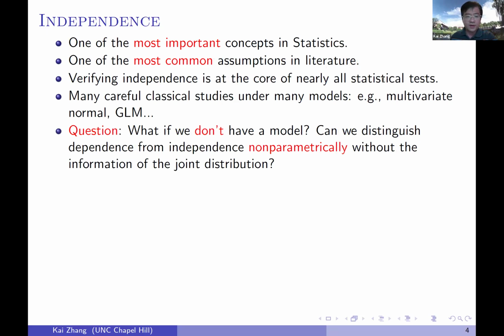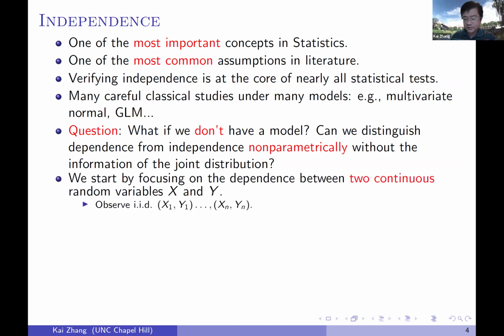We don't have any information about the joint distribution. So our question here is that under this completely distribution-free, non-parametric setup, can we still distinguish independence from dependence? Non-parametric, right? And it turns out this is not a simple problem.